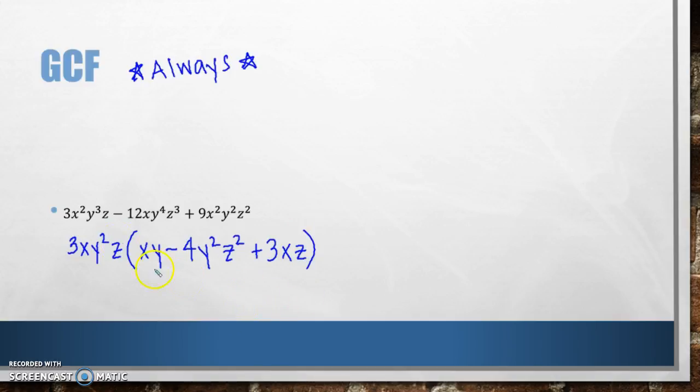Remember, whenever you're done, I started with 3 terms, so I have to have 3 terms in my parentheses. And there should be nothing left in common between all 3 terms if you pulled out the correct GCF. And in this case, there's nothing in common between 1, 4, and 3. And they don't all have x's, y's, or z's.